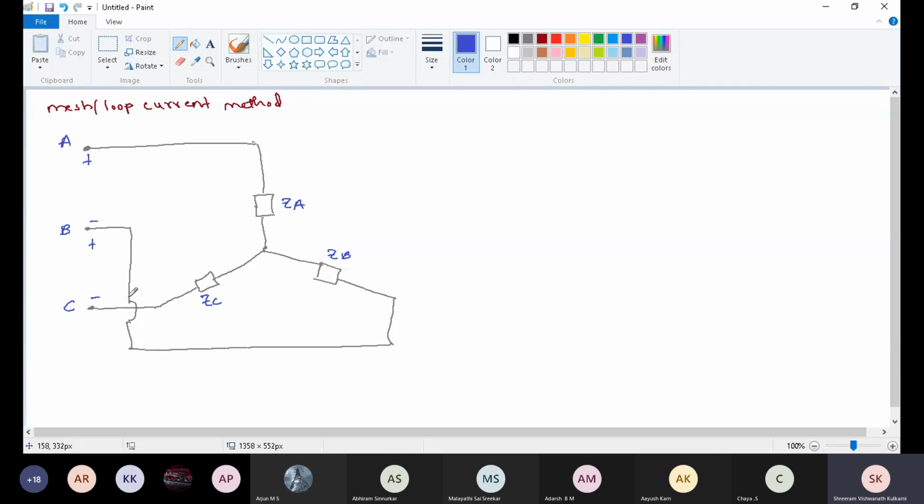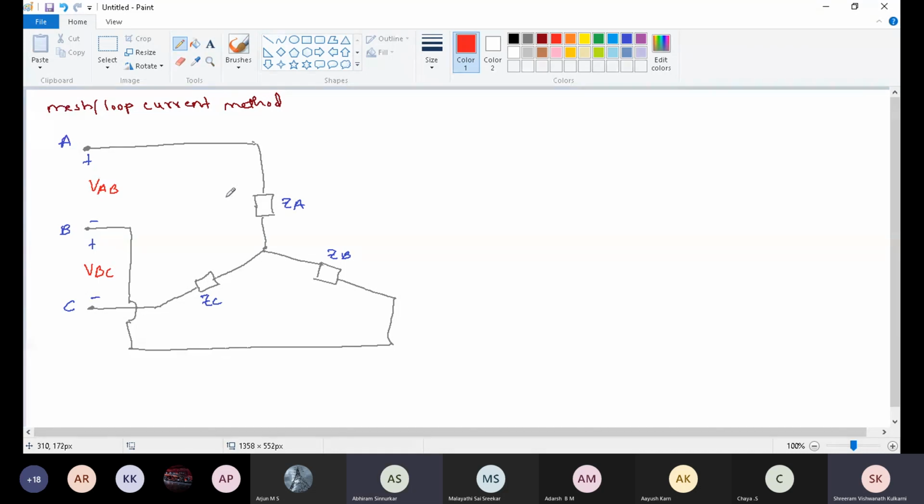Okay, what usually you do in mesh or loop current method? Anyone, please? So I will tell, this is VAB, means there is a supply, VAB. This is a voltage source. This is not open. There is a loop. I am giving a hint, so please tell me. What usually we will do in mesh or loop current method?